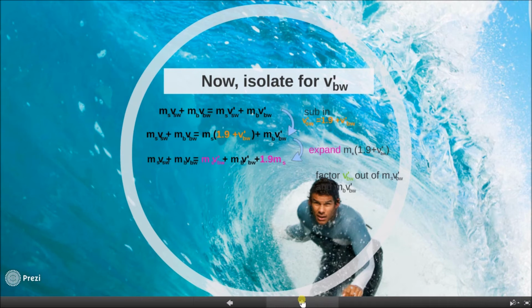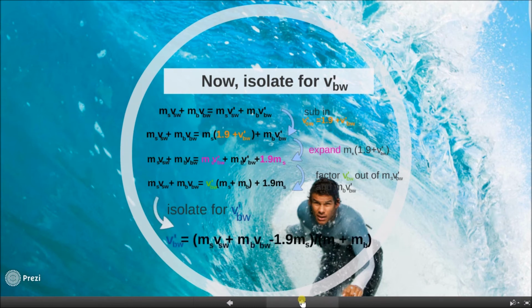Factor out VBW prime out of MS VBW prime and MB VBW prime. This gives you MS VSW plus MB VBW equals VBW prime times bracket MS plus MB bracket plus 1.9 MS. Next, you can isolate for VBW prime, which will give you VBW prime equals MS VSW plus MB VBW minus 1.9 MS all over MS plus MB.